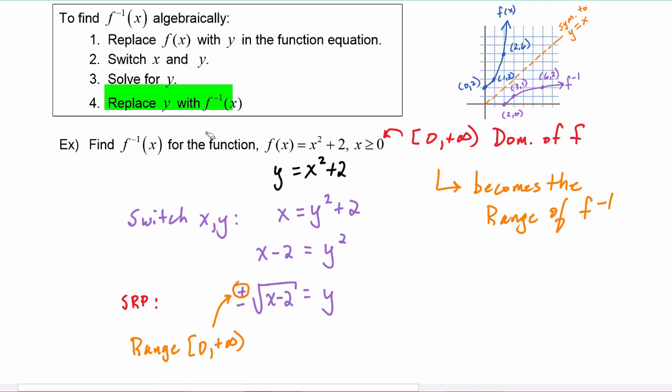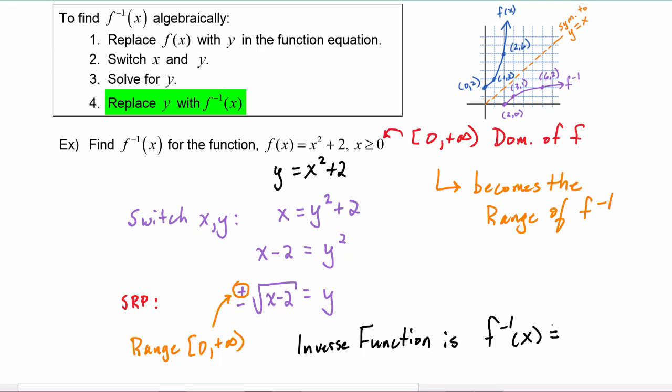And in the very last step, we replace the y value with f inverse. So then the inverse function is f inverse of x equals, now the f inverse is replacing this y, so what it equals is the positive square root of x minus 2.